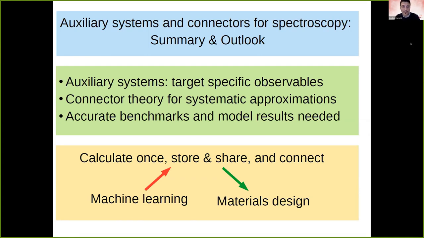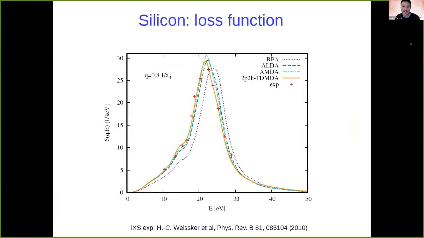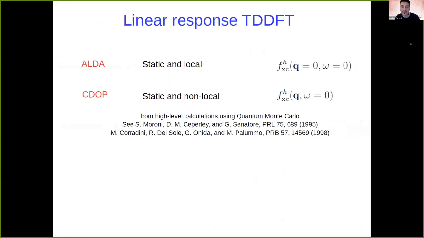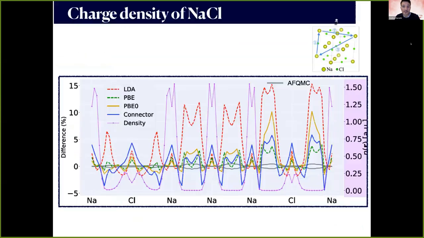One question is from Edward Linscott. Do you have an idea of what scope there is within the DMFT framework to reuse solutions of the Anderson impurity model? Does connector theory have anything to say about this?